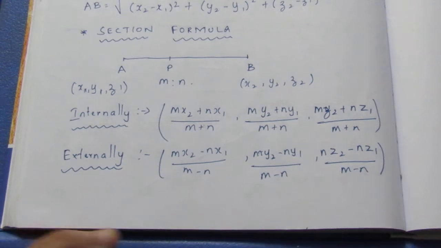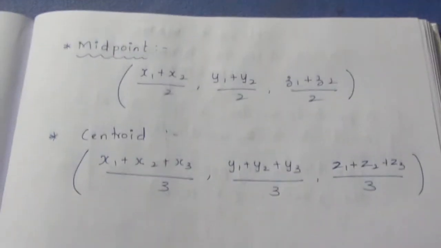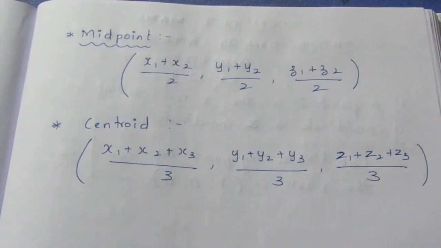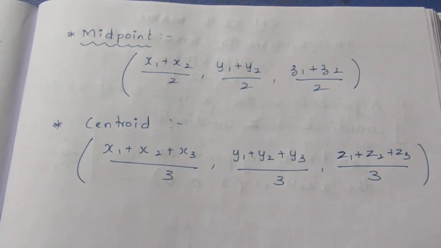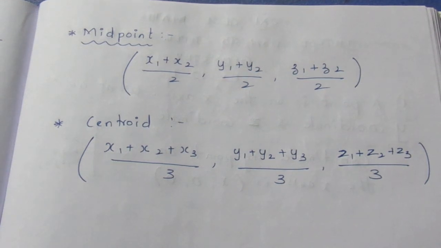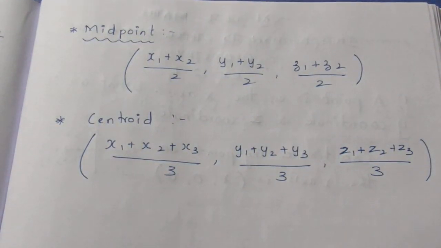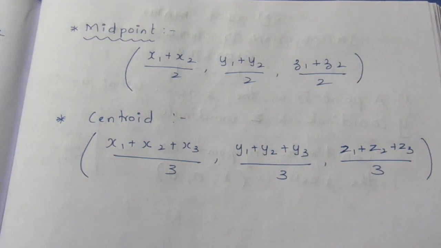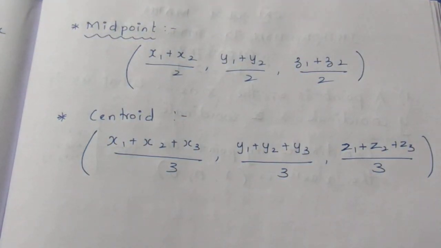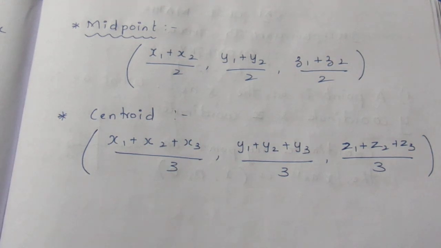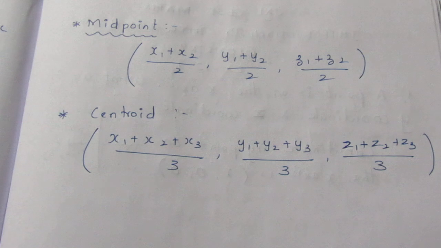Now we'll go with the midpoint formula. If the coordinates are x1, y1, z1 and x2, y2, z2, the midpoint will be x1 plus x2 by 2, y1 plus y2 by 2, z1 plus z2 by 2. And the last is the centroid formula: x1 plus x2 plus x3 by 3, y1 plus y2 plus y3 by 3 and z1 plus z2 plus z3 by 3. So the formulas are very familiar to you. It's just adding z the same as x and y.